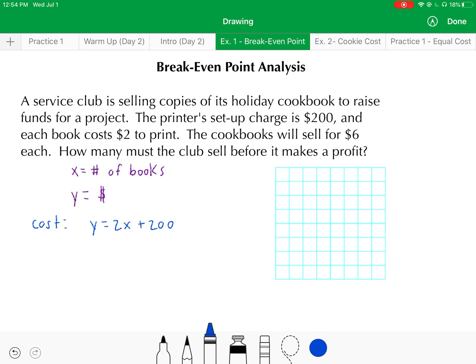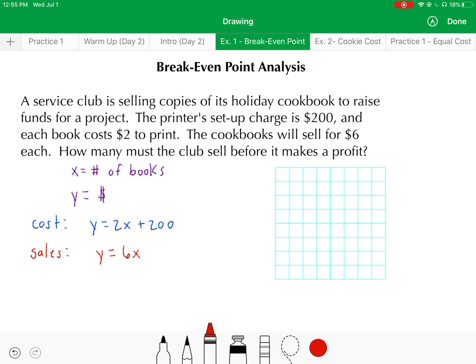Okay. My second equation I'll refer to as my sales equation, and this is simply going to be how much money is brought in by the sales of your cookbook. You're selling them for $6 each, so it would simply be an equation of Y equals 6X. $6 per cookbook equals how much money I generate in sales.